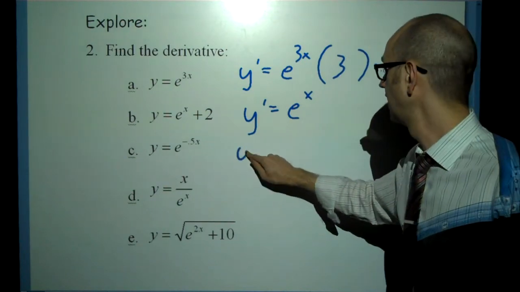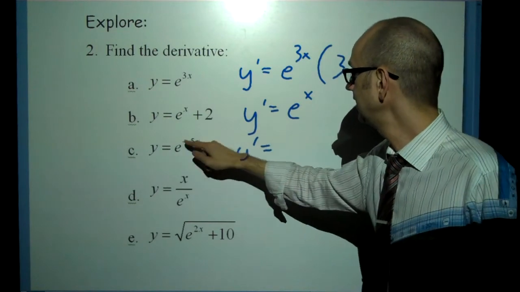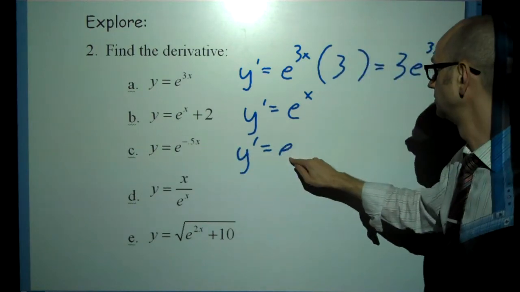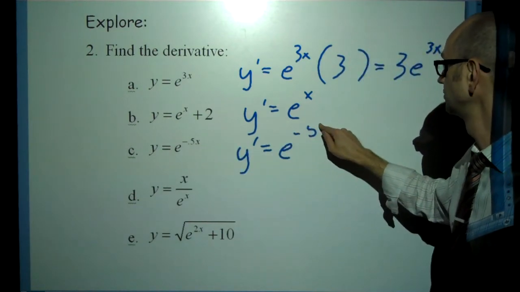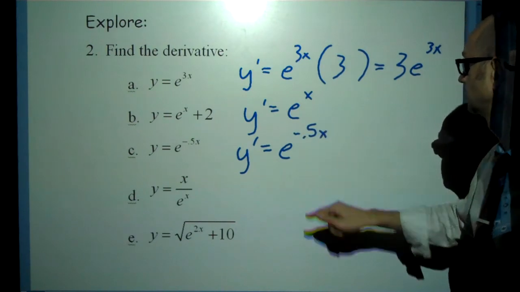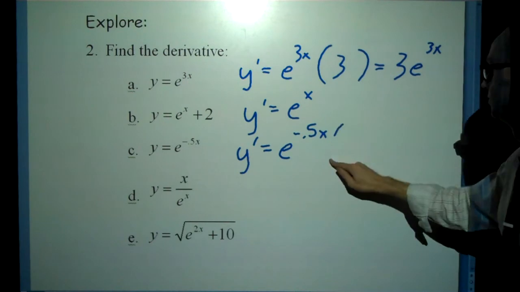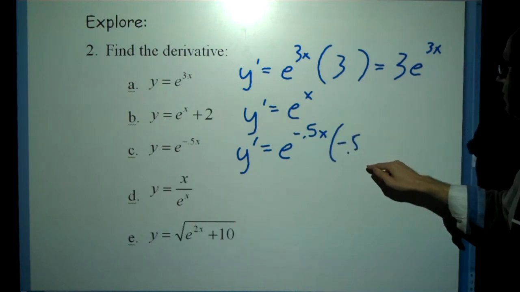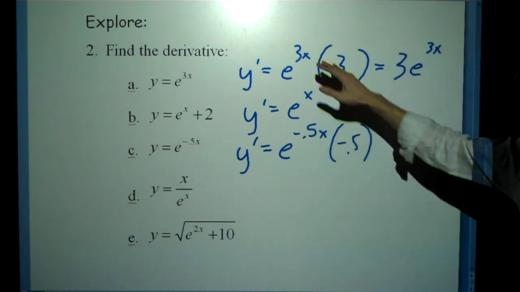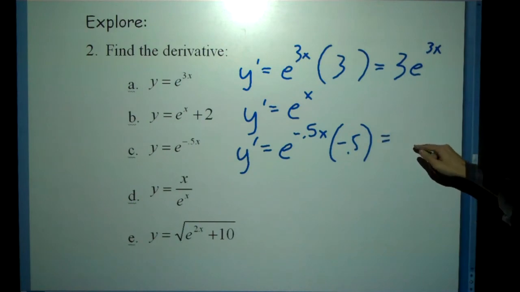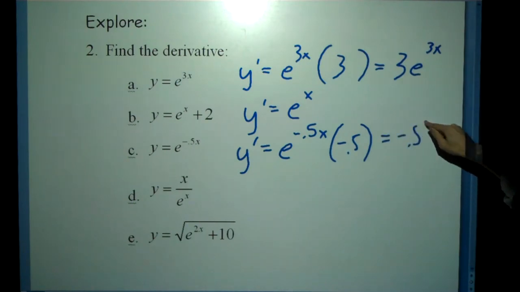The next one, we've got e to some stuff, so that becomes e to that same old stuff, negative 0.5x, times the derivative of that stuff, which is negative 0.5. Just like we did over here with the 3, and then you can clean that up to negative 0.5 e to the negative 0.5x.